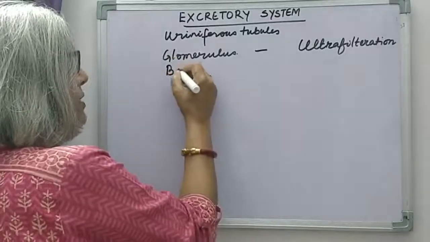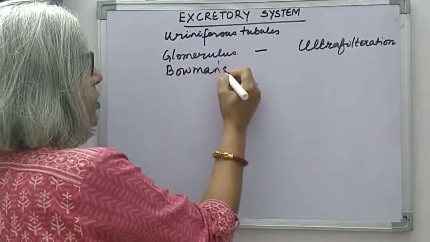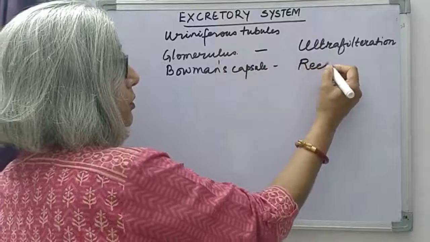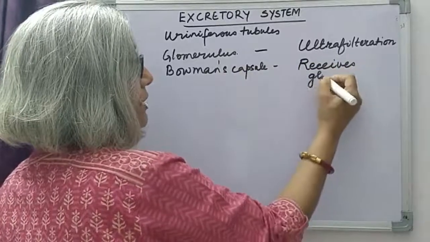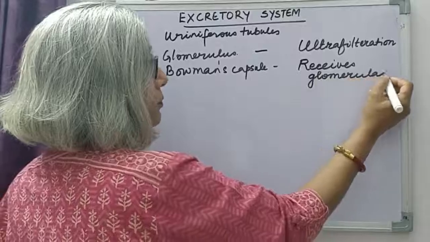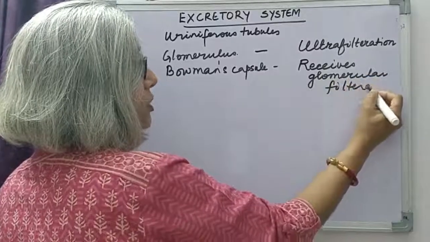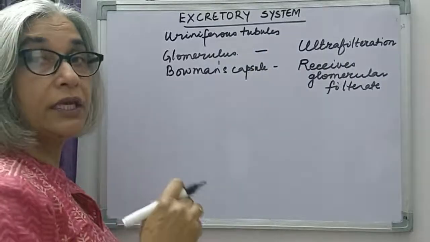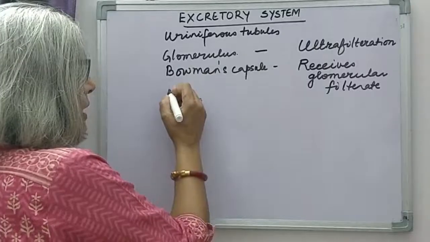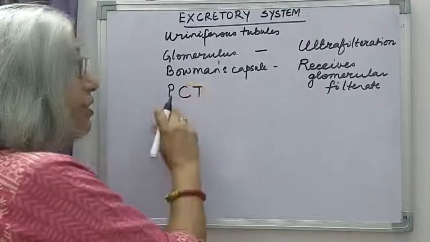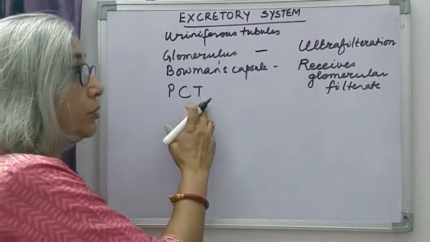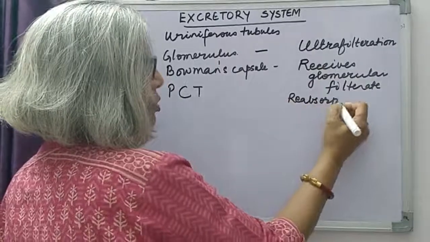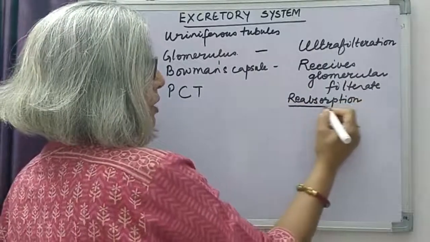Then comes Bowman's capsule. Bowman's capsule receives the glomerular filtrate. Together these two are called Malpighian corpuscle. Bowman's capsule leads into the PCT region, that is the proximal convoluted tubule. Reabsorption starts in this portion of the nephric tubule.